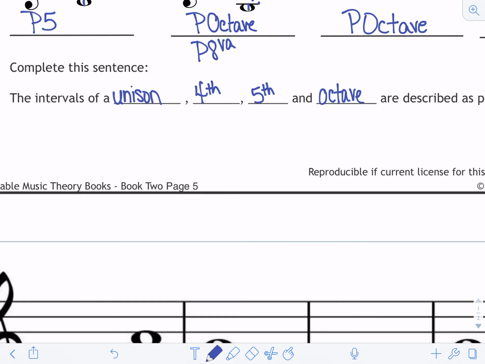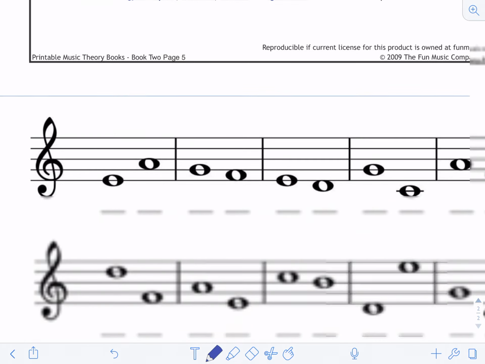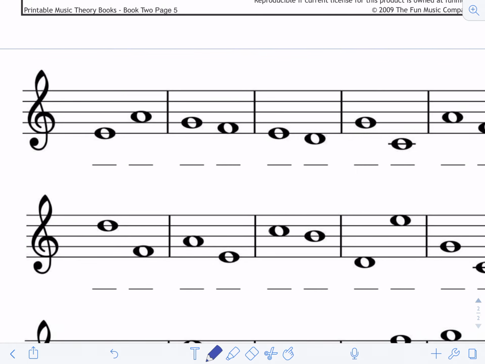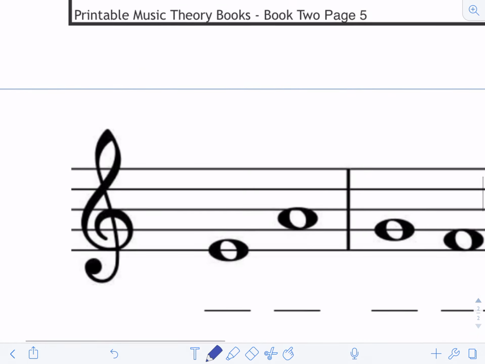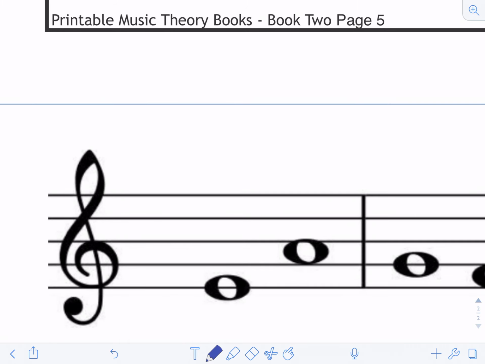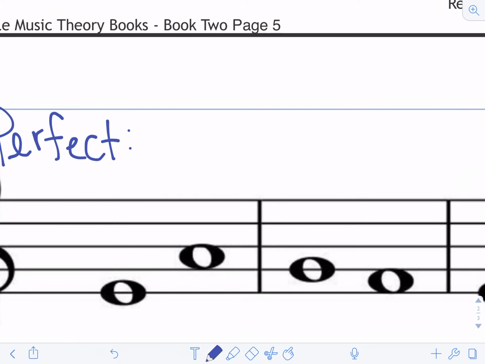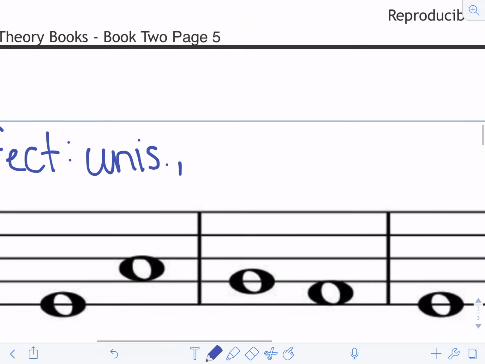Unison, fourth, fifth, and octave are all perfect. Okay, so now we're going to continue on, and I'm going to add one note right here. Up here are perfect ones, and I want you to write this at the top of your page, guys, because it's going to help you. Perfect is unison. You can write UNIS if you want.